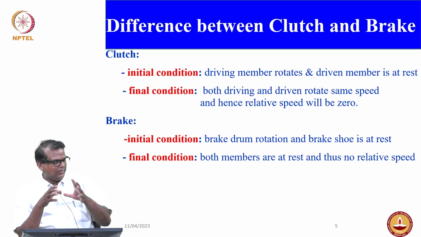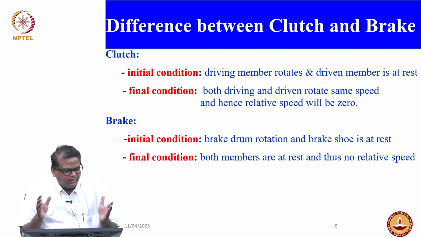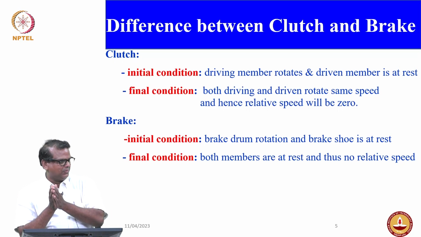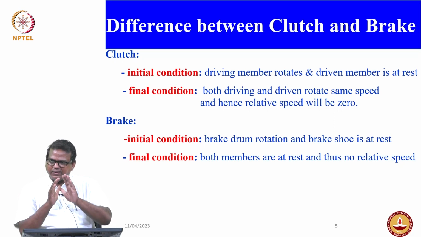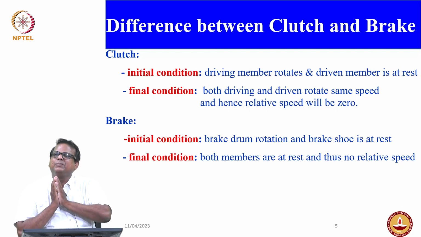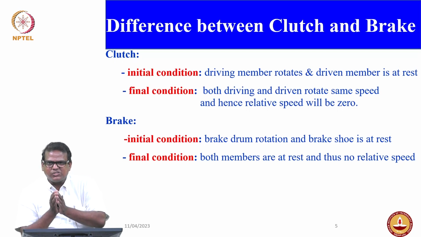Ultimately, in both operations, clutch and brake, the relative speed is 0. In a brake the entire vehicle stops, but in a clutch the vehicle keeps moving on. So that's the difference in the operation of clutch and brake.